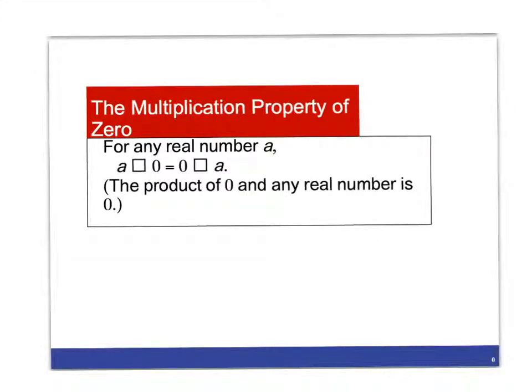The multiplication property of 0: you have a times 0 or 0 times a. The product of 0 and any real number is always going to be 0. I think y'all remember that from maybe 4th grade.